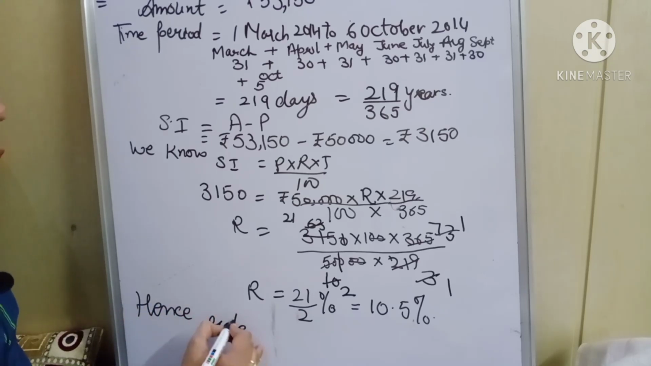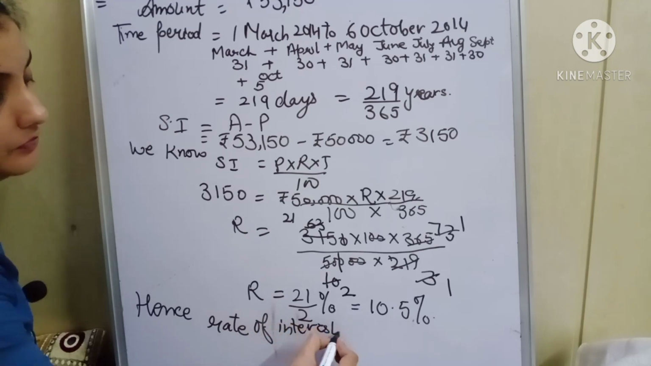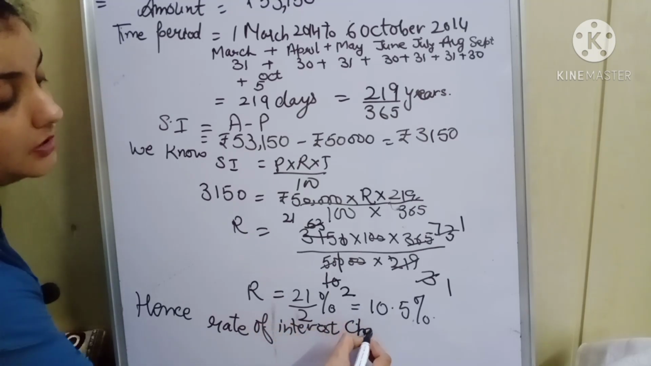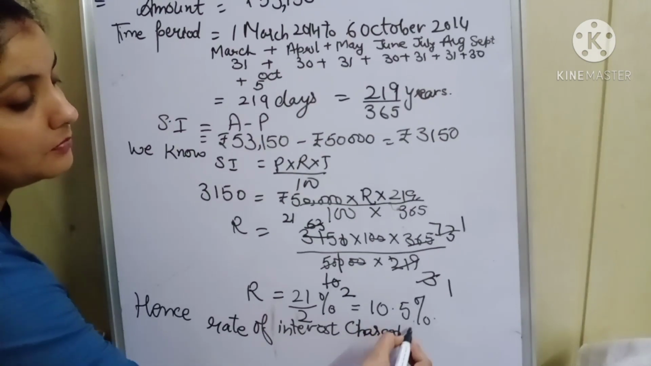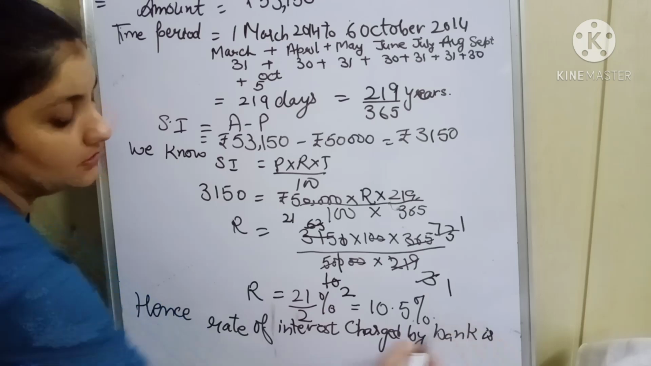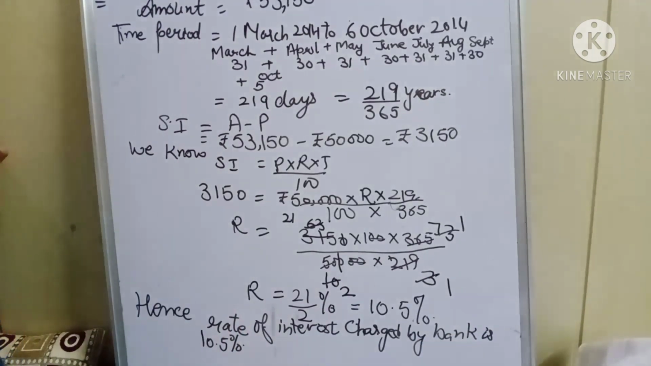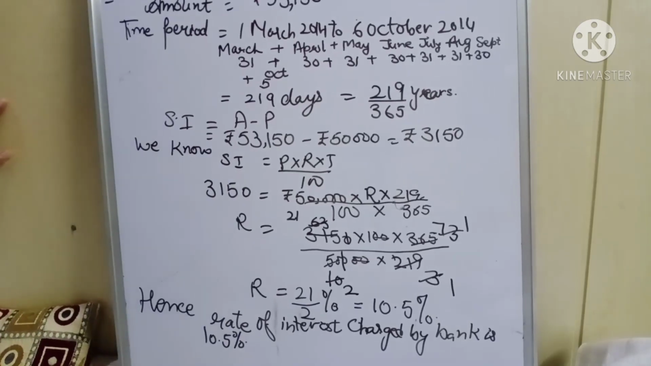So hence the rate of interest charged by the bank is 10.5%. Is this clear?